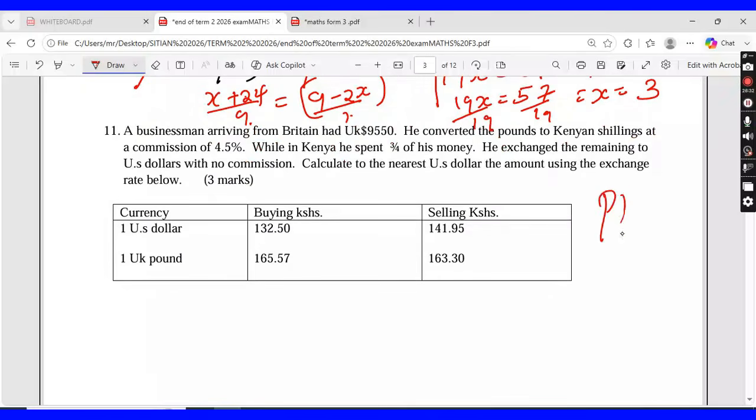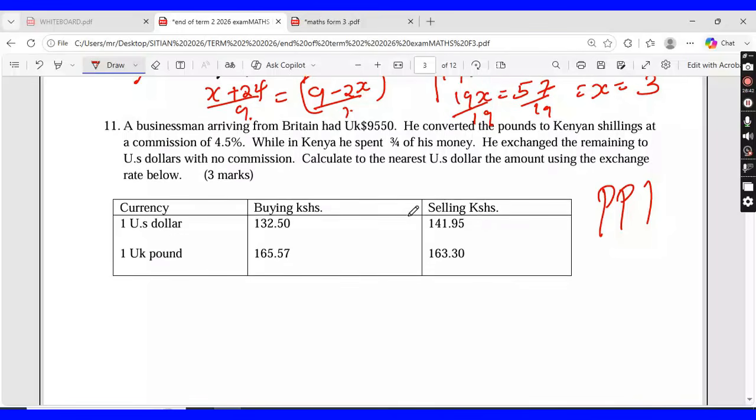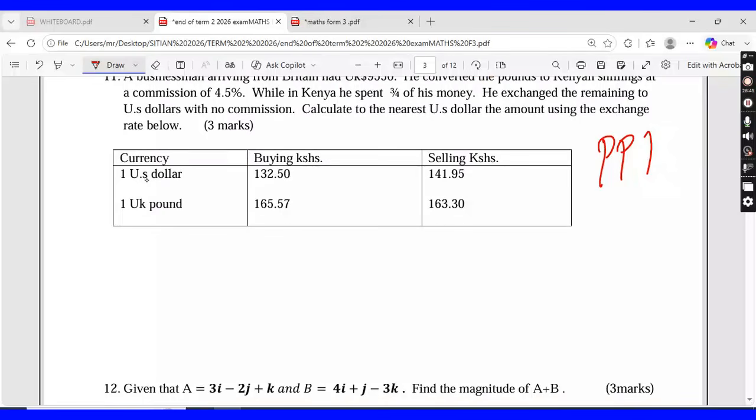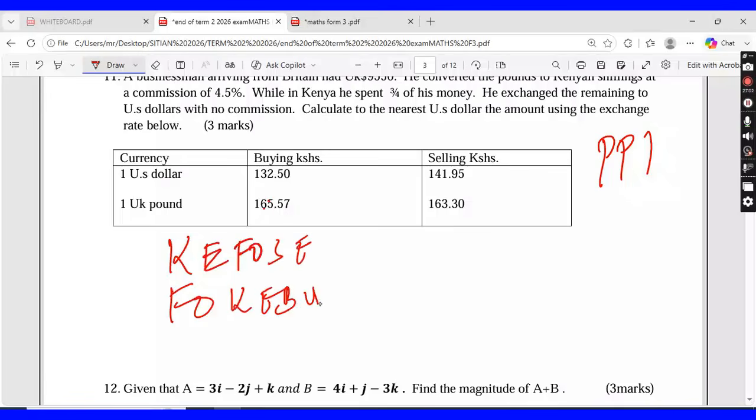Paper 1. This one is about converting currency. When you convert foreign to Kenyan and Kenyan to foreign, you need to know how to use the Kcse buy and sell columns. So this means Kenya money to foreign, you use sell.